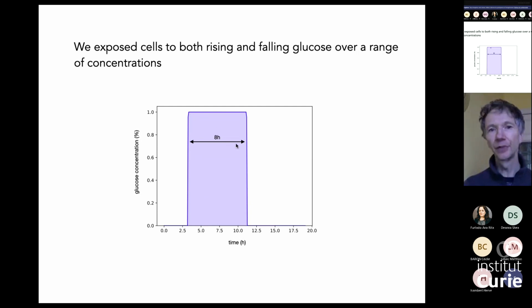Anyway, it goes up to high glucose. We leave them there for about 8 hours. And to orient you, yeast divide in high glucose in about 2 hours. So this is 3 or 4 divisions, and then we bring it back down again. With the idea that we're passing through a range of glucose concentrations, and we should see what these transporters do.